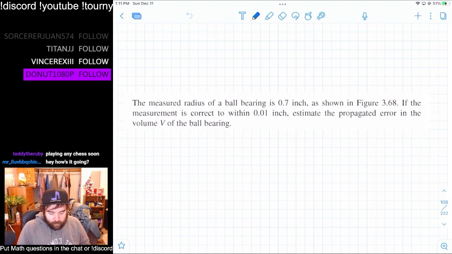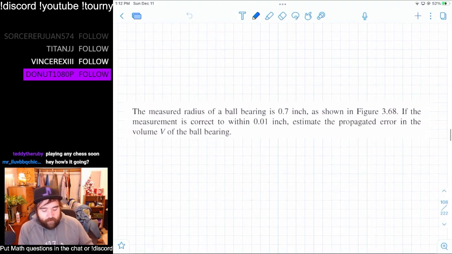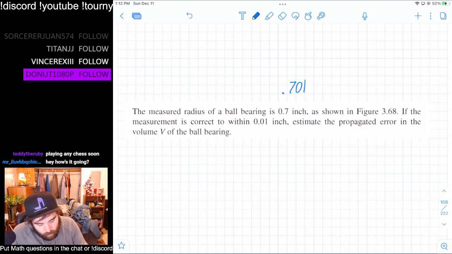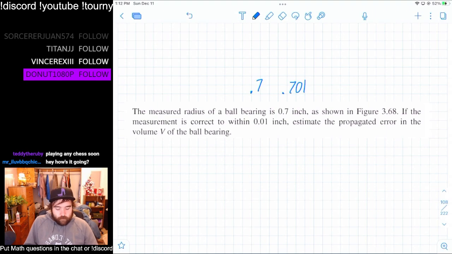So the measured radius of a ball bearing is 0.7 inches, as shown in the figure. I don't think we need the figure, though. If the measurement is correct within 0.01 inches, estimate the propagated error in the volume of the ball bearing. So we'll check our answers here. I feel like there's two different things we could do. We could find the volume for 0.701 and find the volume for 0.7 and then just find the difference between those. We just want to estimate it too.